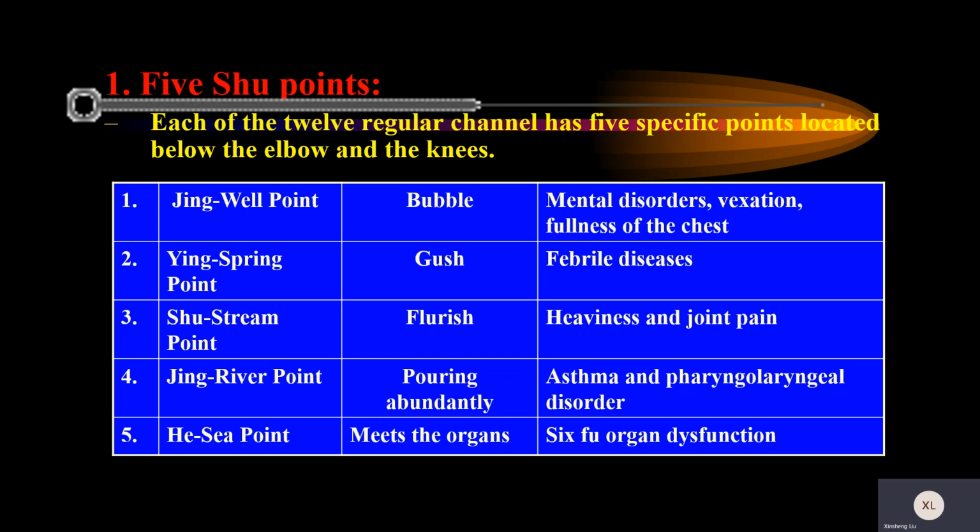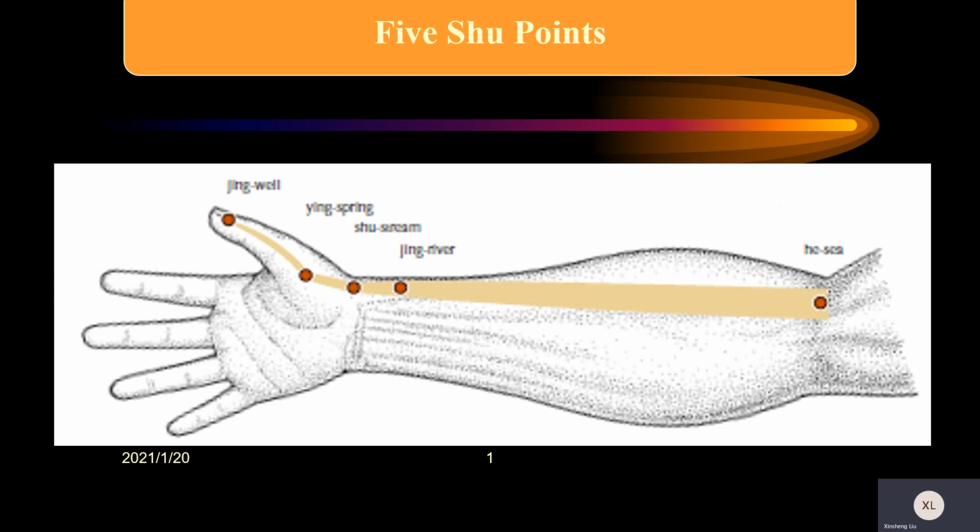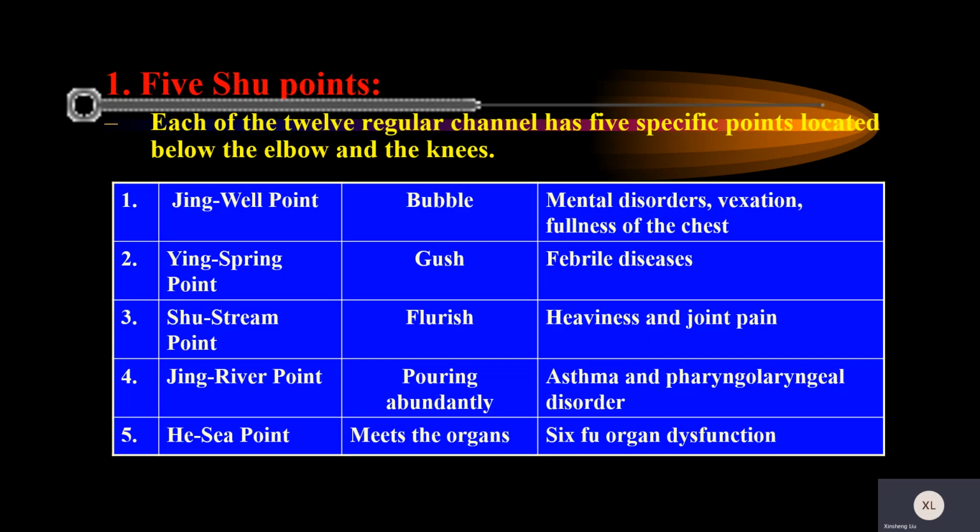Painkiller points. Number four, Jing River points, pouring abundantly. So this point has more water than the shoestring point. So you can treat asthma, treat internal organ disorders, a lot of internal organ disorders, asthma, pharyngeal disorders. You can see, yeah. Then also throat, like the vocal cord disorders, yeah.